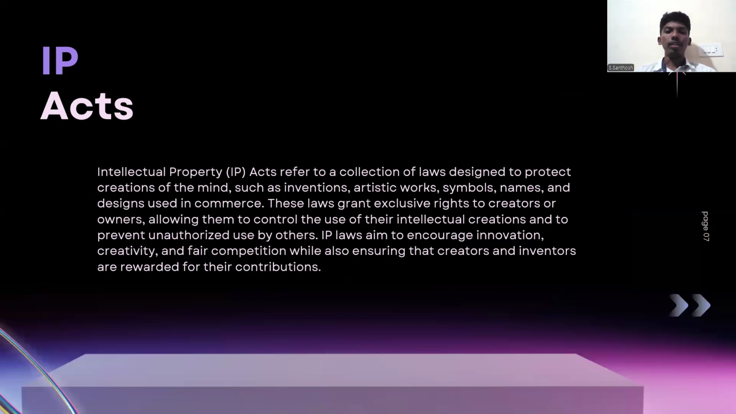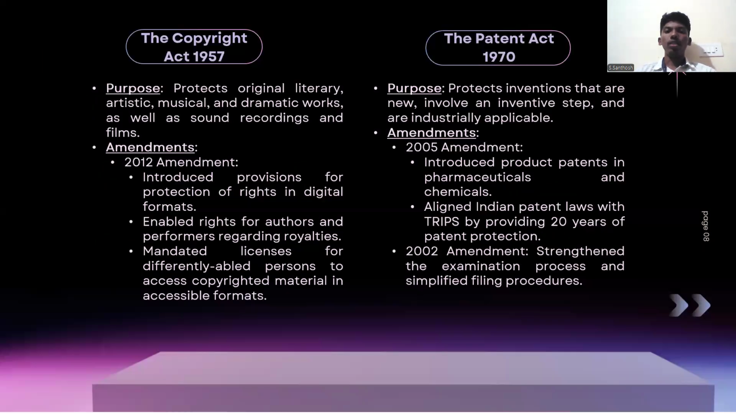Now, looking at IP Acts. So, the Intellectual Property Acts refer to the collection of laws designed to protect creations of the mind, such as inventions, artistic works, symbols, names, and designs used in commerce. These laws grant exclusive rights to creators or owners, allowing them to control the use of their intellectual creations and to prevent unauthorized use by others. IP laws aim to encourage innovation, creativity, and fair competition, while also ensuring that creators and inventors are rewarded for their contribution. Now, let's look at a few laws and acts that are there in IP, and we'll see what are the amendments that were done to them.